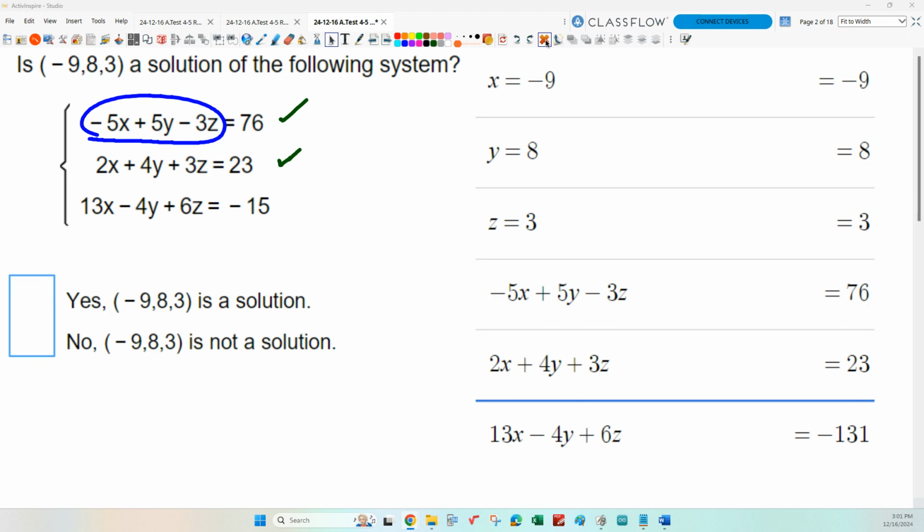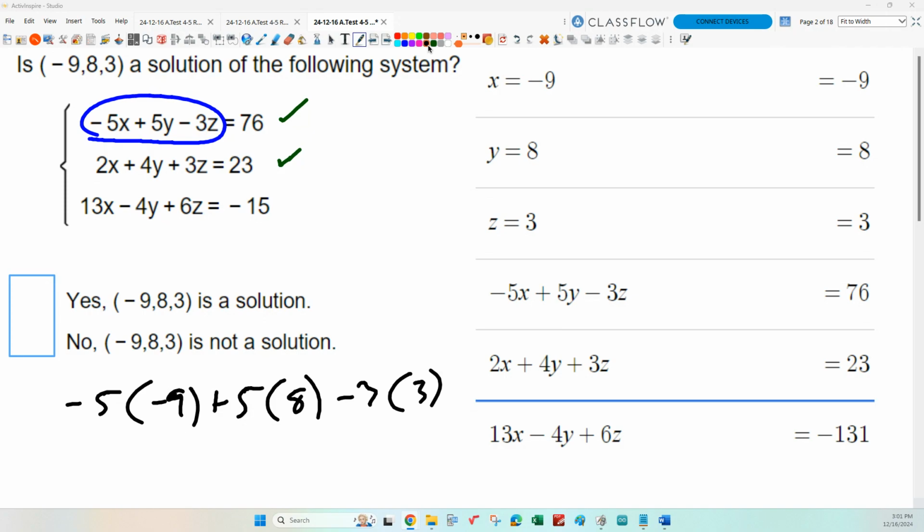You could just do this, right? I could, if I wanted to, if you're not comfortable with that, you could take the first equation and just write -5 and in parentheses put -9 plus 5 times in parentheses 8 minus 3 times in parentheses 3. And it would tell you, if you did that, it would tell you 76. Okay? You can just do it that way if you prefer.